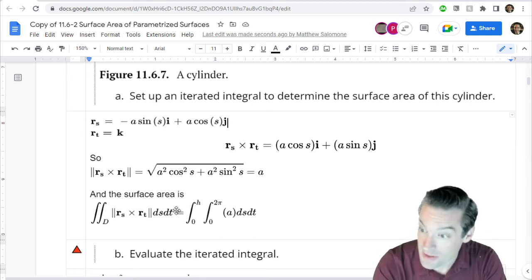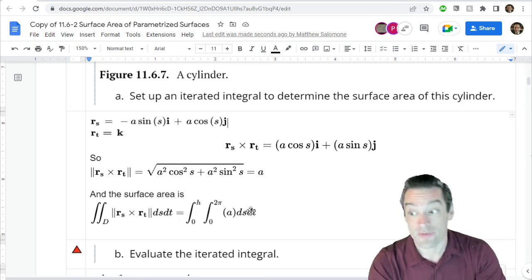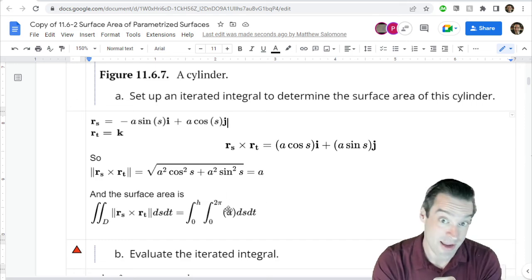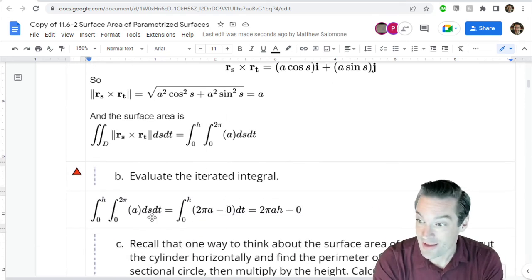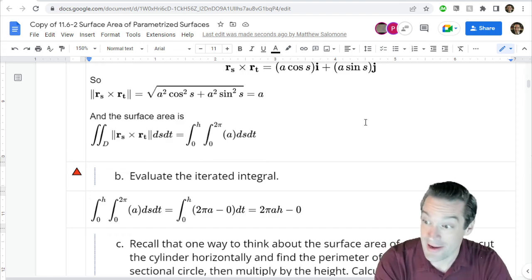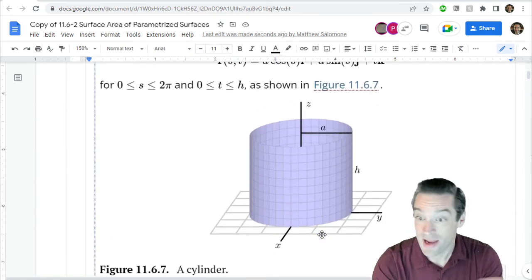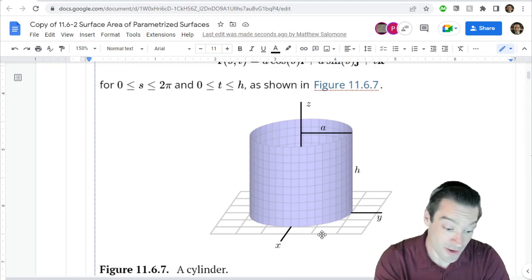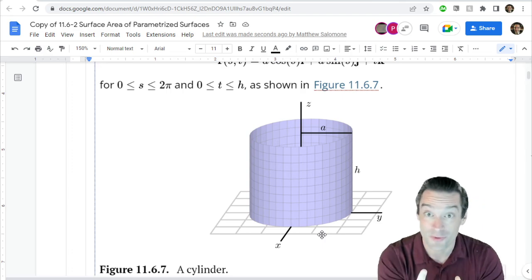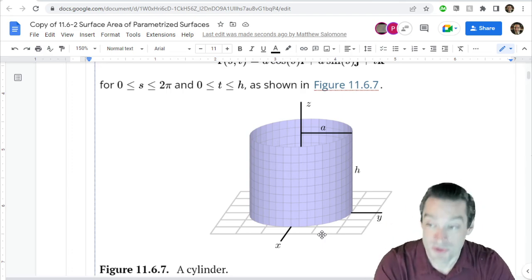And so when I do this integral, it just ends up being the double integral of the constant function a, with s ranging from 0 to 2 pi and t ranging from 0 to h. When you evaluate that, it's nothing more than a times the area of the rectangle in ST space, which is 2 pi wide and h high. So 2 pi h times a gives us the surface area. And 2 pi a h is how we would have computed the surface area of this cylinder if we had treated it like a soup can label and just cut it. It's the circumference of the circle, 2 pi a, multiplied by the height, which is h.